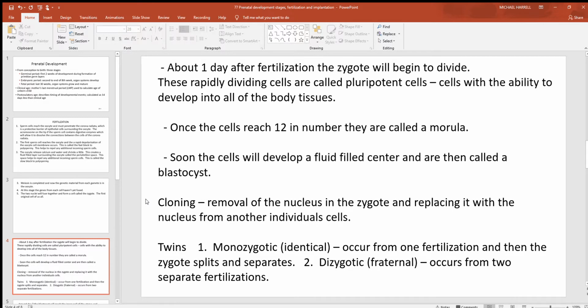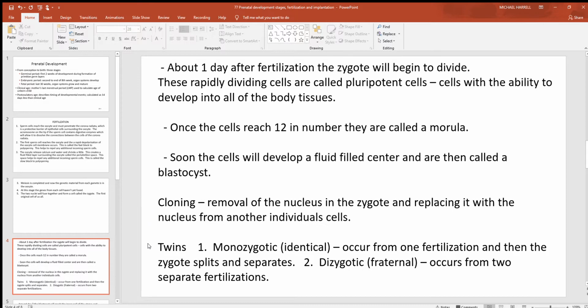Cloning is simply the removal of the nucleus of the zygote and replacing it with the nucleus from another individual. You place that zygote with that new nucleus in it back into the female, let those cells continue to develop, and you'll develop an individual which is genetically identical to the donor.